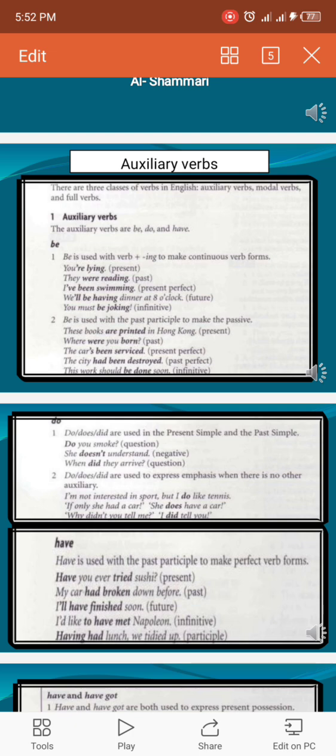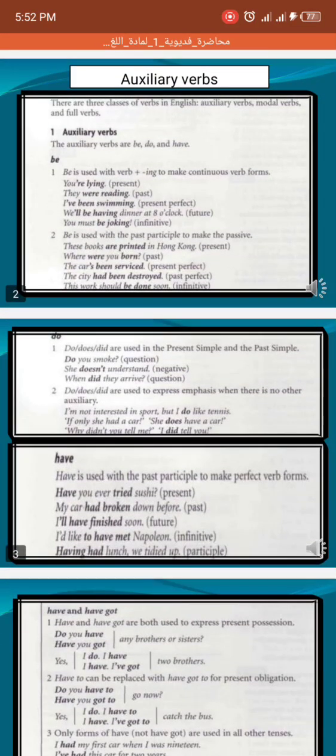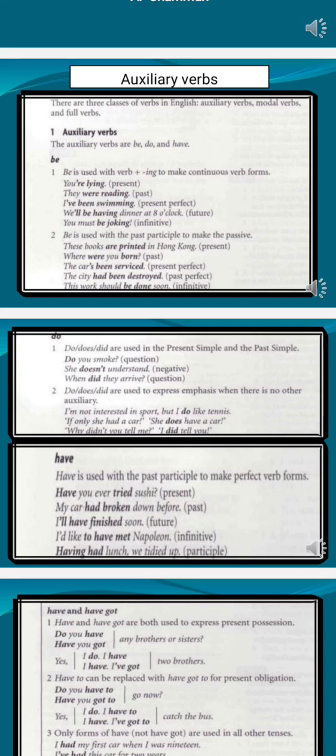Number two, be is used with the past participle to make the passive. These books are printed in Hong Kong, in present. Where were you born, in past. The car is being serviced, in present perfect. The city had been destroyed, in past perfect. This work should be done soon, in an infinitive.